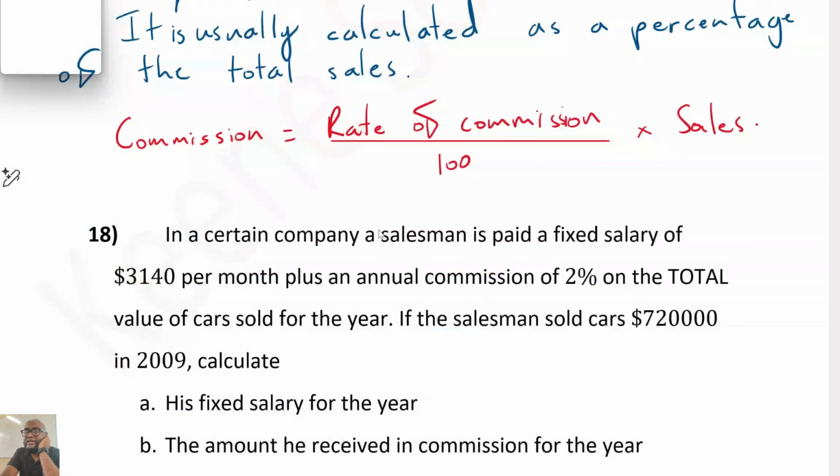In a certain company, a salesman is paid a fixed salary of 3,140 per month plus an annual commission of 2% on the total cost of the values of cars sold for the year. So commission, you will learn about this when you go to work. Commission is basically the more you sell, the more you will get back, right?